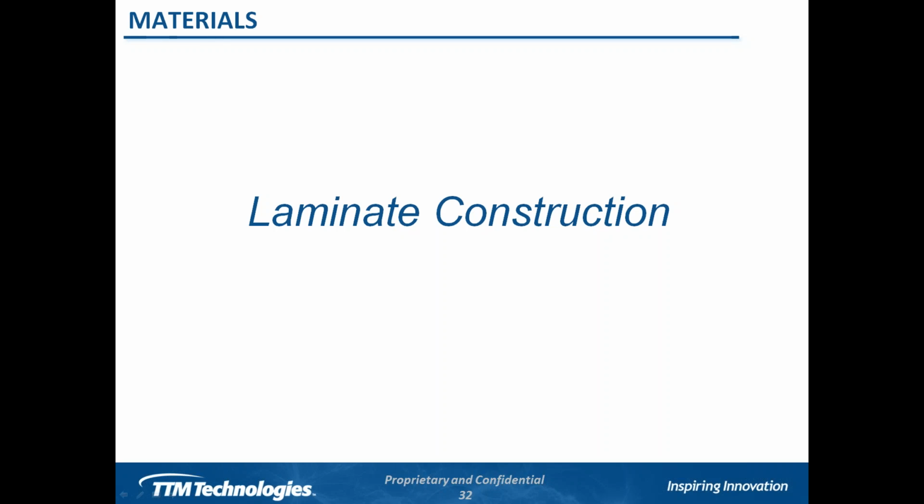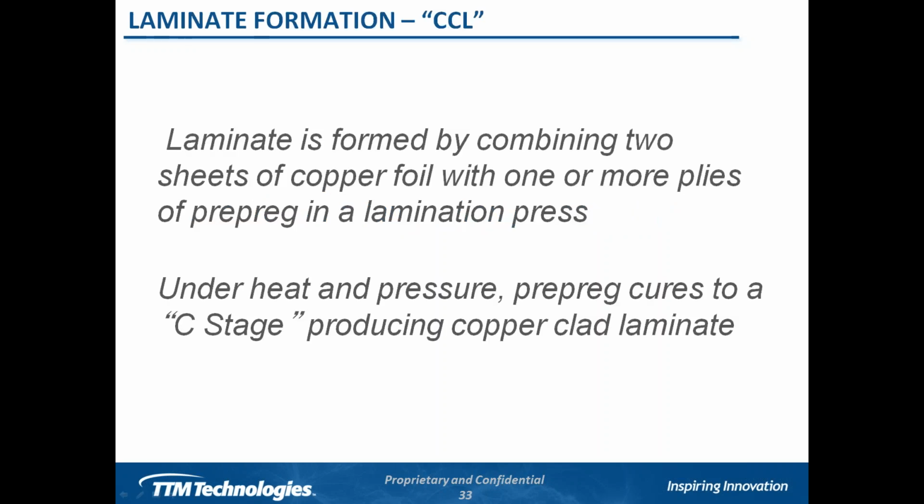Awesome. Thank you. Okay, if we look at laminate construction, what we call laminate is formed by combining those sheets of copper supplied to our supplier by the foil manufacturer, along with one or more plies of prepreg that our supplier is creating on their own, as discussed earlier. Those get combined in the lamination press, and then under heat and pressure, this prepreg will cure to a C stage or a final cure stage, and copper laminate is produced.